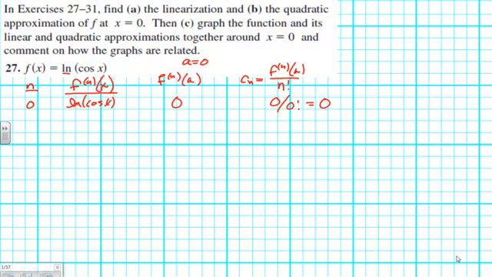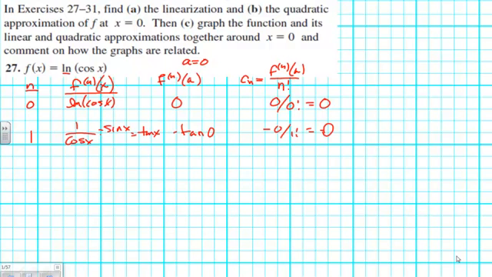Let's go look at the first derivative. It is negative tangent. The derivative of this is 1 over cosine, but there's a chain rule which gives us a negative sign. So indeed, the derivative is negative tangent. Negative tangent at 0 is negative 0. So you end up with 0.